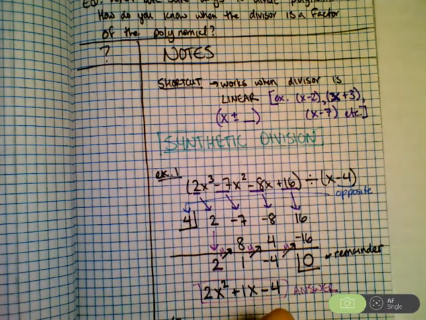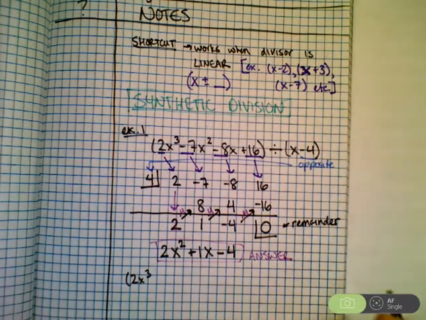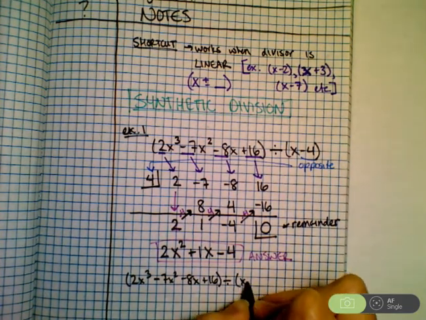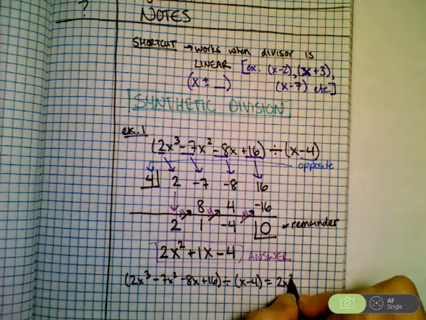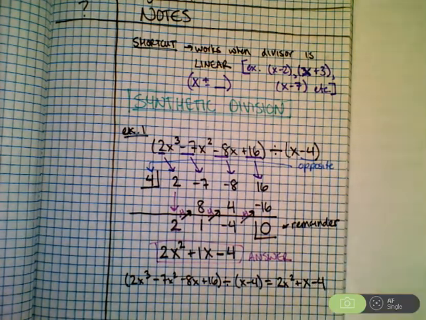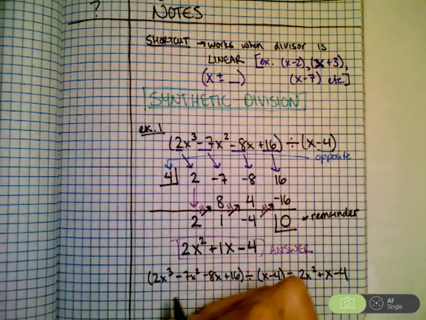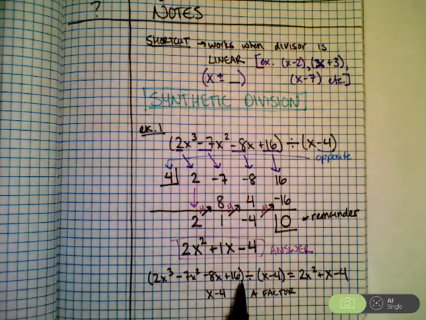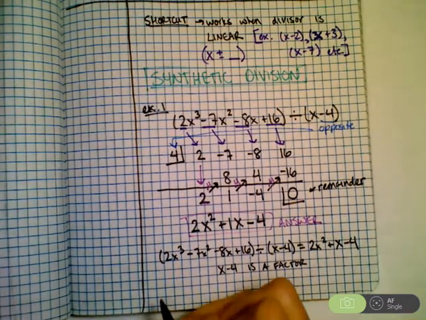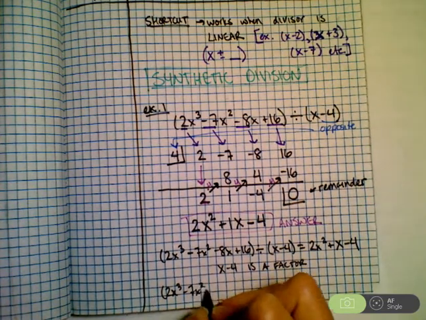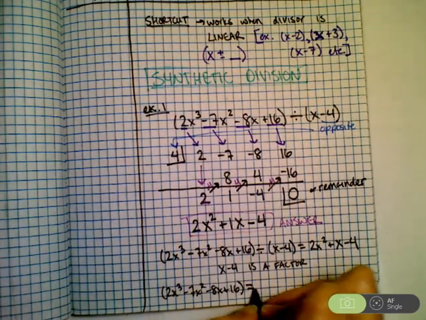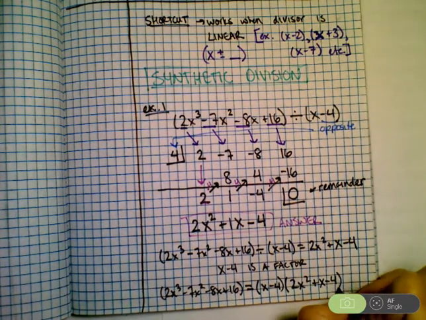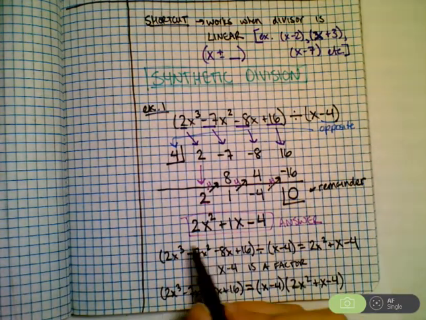So we know that 2x cubed minus 7x squared minus 8x plus 16 divided by x minus 4 is equal to 2x squared plus x, or 1x, minus 4. We also know that x minus 4 is a factor of this original polynomial, and we know that that original polynomial, 2x cubed minus 7x squared minus 8x plus 16, is equal to x minus 4 times 2x squared plus x minus 4. So we know the factored form of this polynomial.